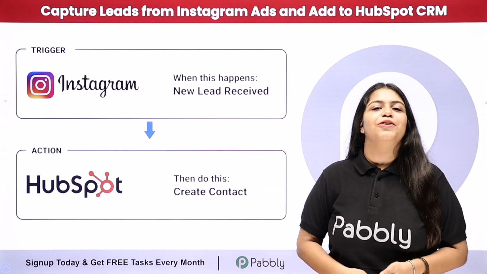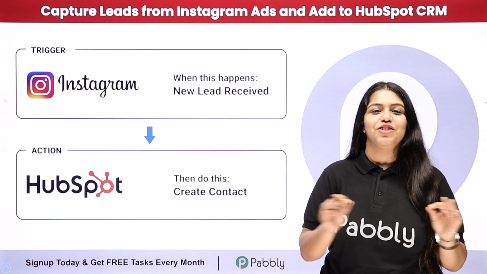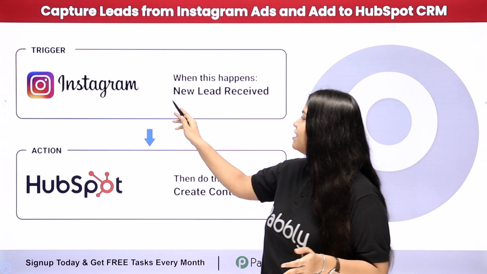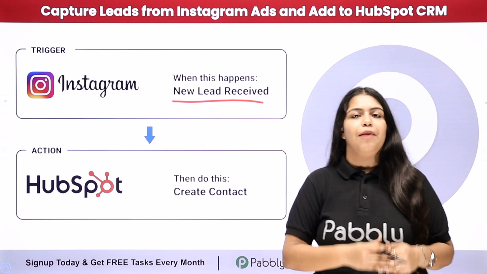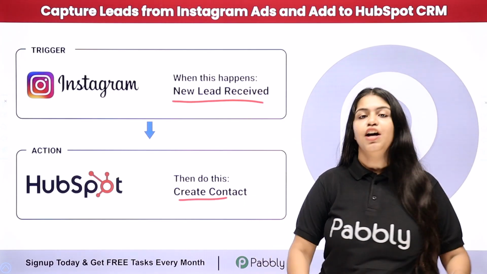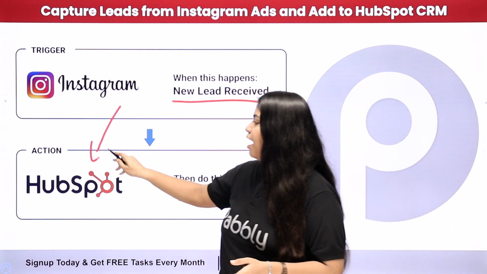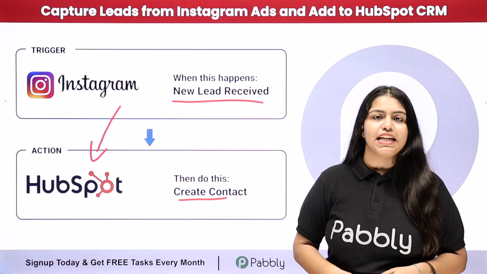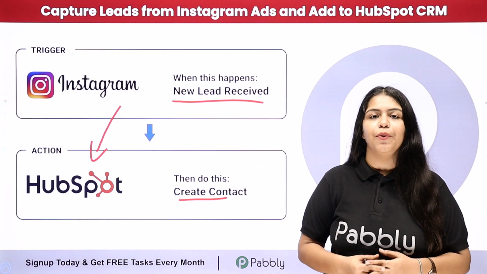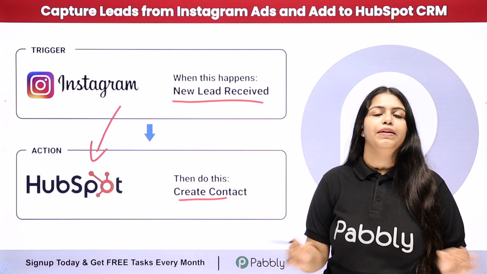So like you, I also use Instagram ads to get more leads for my own business. And now what I want is that as soon as we receive a new lead from Instagram ads, I want to create a new contact in my HubSpot CRM. So to do this, we are going to create a connection between Instagram ads and HubSpot, and we are going to create this connection without knowing any programming or coding language using an amazing automation software which is Pabbly Connect.